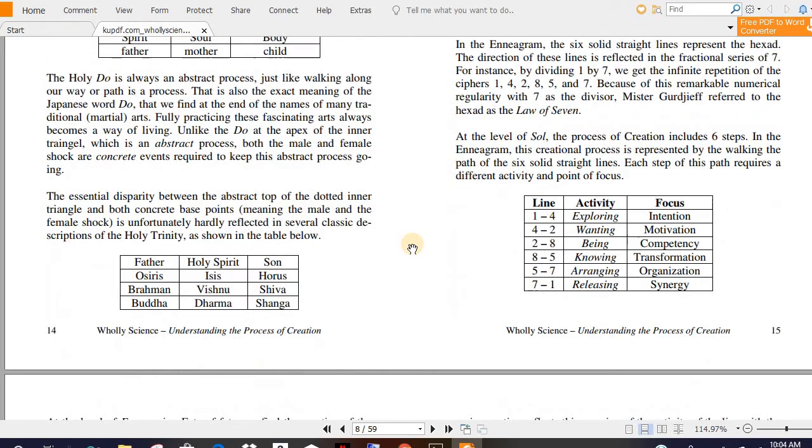table below. Father, Holy Spirit, Son, Osiris, Isis, Horus, Brahman, Vishnu, Shiva, Buddha, Dharma, Sangha. Wow, that's pretty awesome, man.